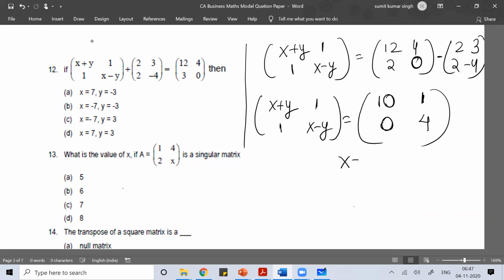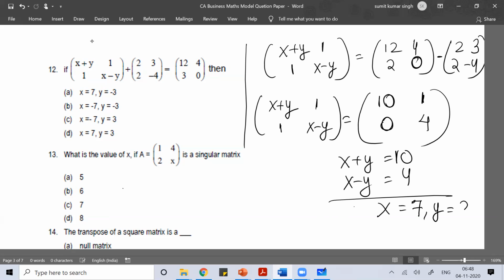So I can write x plus y is equal to 10 and x minus y is equal to 4. What is the value of x? The value of x would be 7. And what is the value of y? The value of y would be 3.